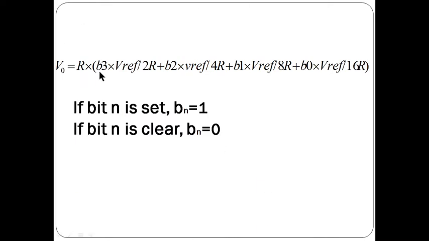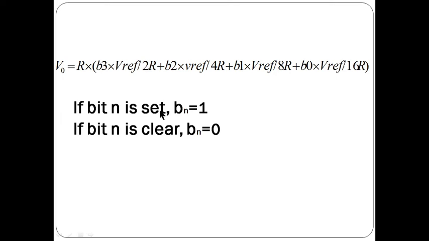This is the important formula which we are going to use in the numerical: V of output is equal to B3 into V of reference by 2R plus B2 into V of reference upon 4R plus B1 into V of reference upon 8R plus B0 into V of reference upon 16R. Students, we already studied this formula in the last section, numerical.